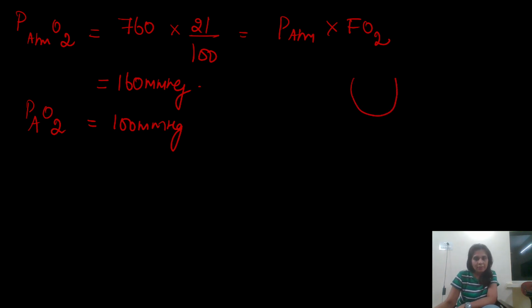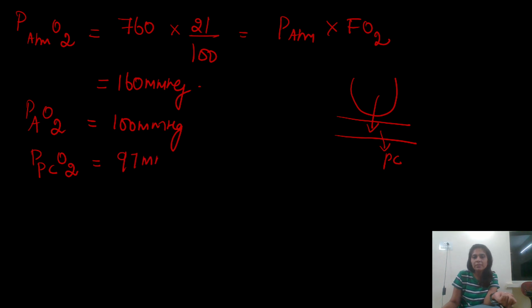And across alveoli, oxygen diffuses to get into pulmonary capillary. And during oxygen diffusion, we miss 3 millimeter of mercury partial pressure of oxygen. So what is the pulmonary capillary? What I've drawn here is pulmonary capillary. So what is the pulmonary capillary partial pressure of oxygen? I said we miss 3. So 100 minus 3 would be 97 millimeter of mercury.